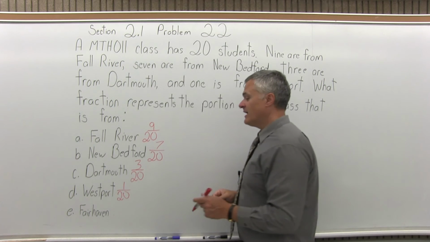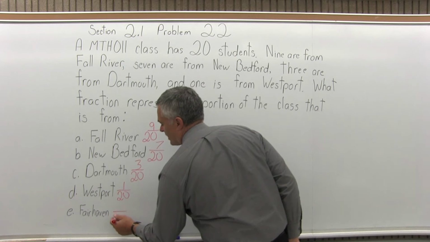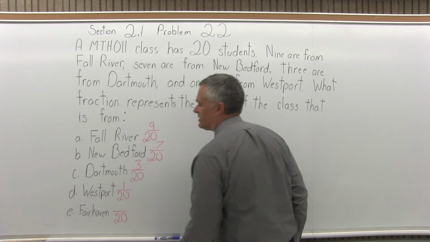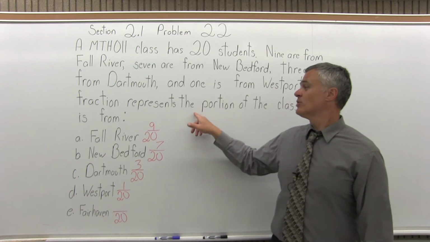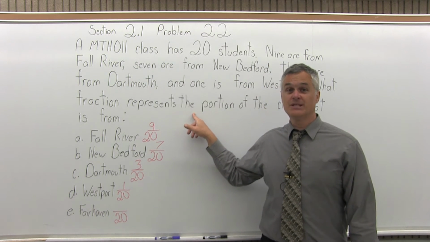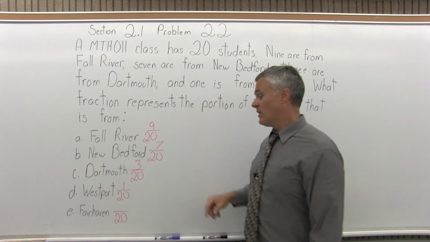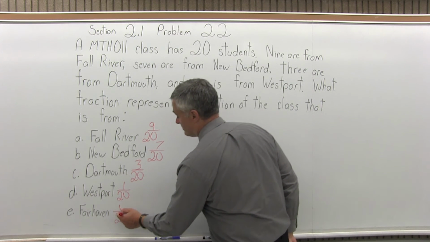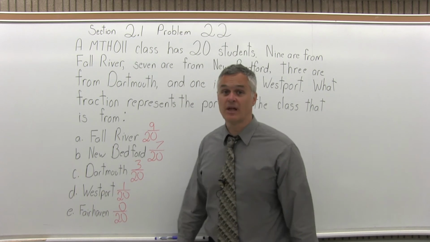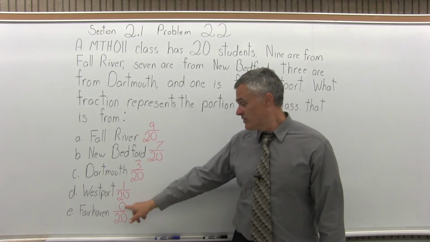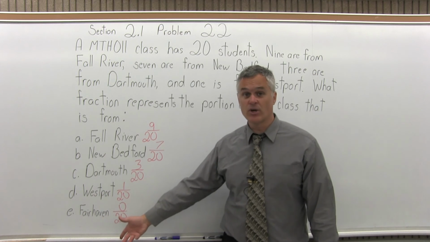And then finally, Fairhaven. So the denominator is 20 because there are 20 students in the class altogether. Now, as we look back at the question and read through the different towns, you won't see Fairhaven. There is no one in the class from Fairhaven. So that would be 0. 0/20ths of the class are from Fairhaven. Number of students from Fairhaven is 0 out of 20 altogether.